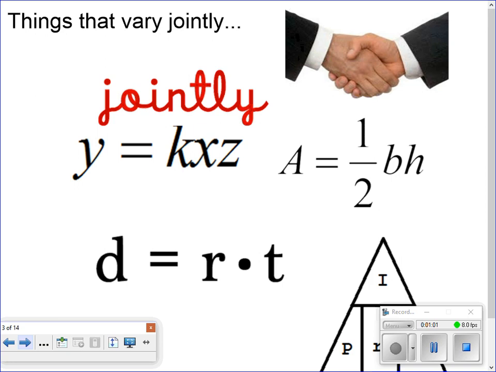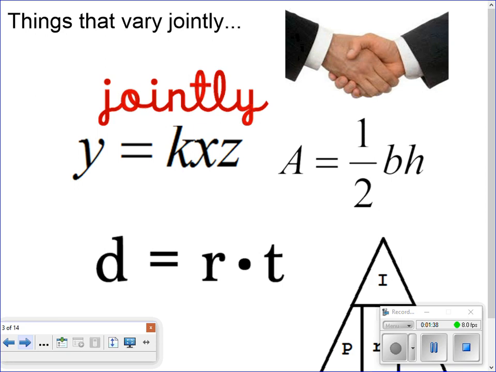Along with direct variation, we have these things called joint variation, things that vary jointly. This is when you have 2 to 3 things that are directly relating to each other. So when we look at distance, rate, and time, distance is dependent on both the rate, so the speed at which you're driving, and how long you are driving. The area is directly related to the size of the base and the length of the height.